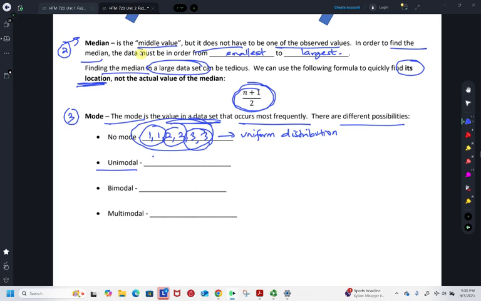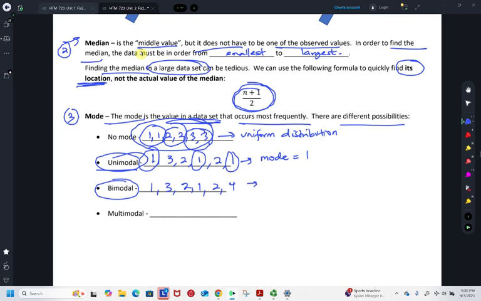Otherwise, if I have a data set like 1, 3, 2, 1, 2, 1, there is only one particular value that occurs very often. This is said to have a unimodal distribution, where the mode is equal to 1. And for a bimodal distribution, we have a case where two values occur with more frequency than all other values. In this case, that will be 1 and 2. So for this bimodal distribution, we have modes 1 and 2.